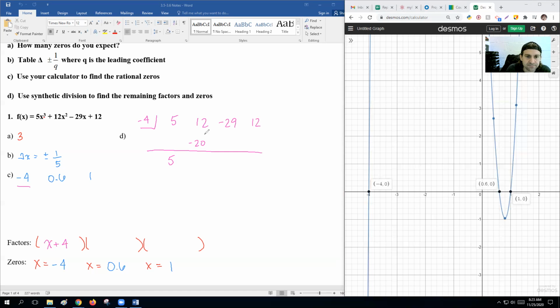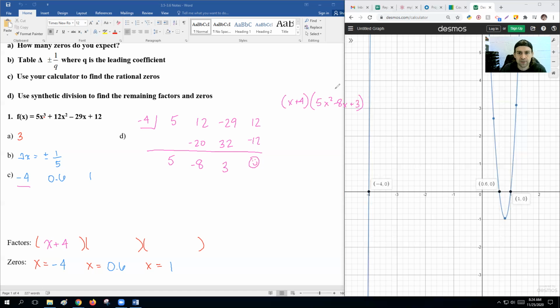-4 is -20. Add it together, that'd be -8. Times it by -4, that is a positive 32. Added together, that is 3. Times it by -4, that would be -12, added together that has a 0. So that means our equation would be x plus 4 times 5x squared minus 8x plus 3.